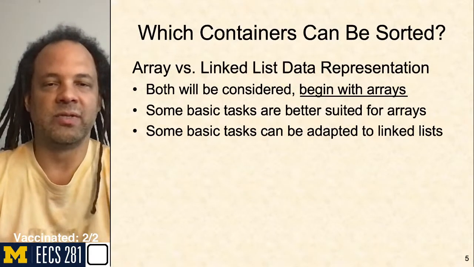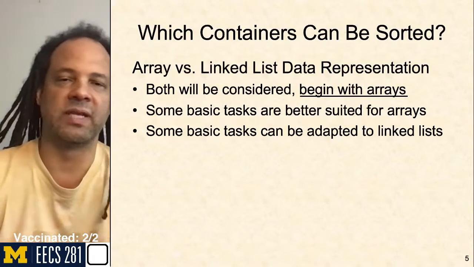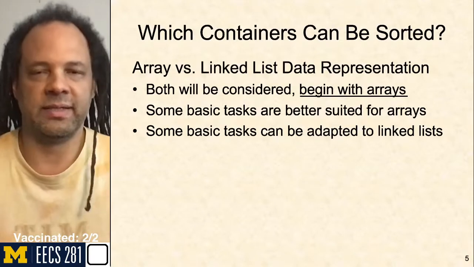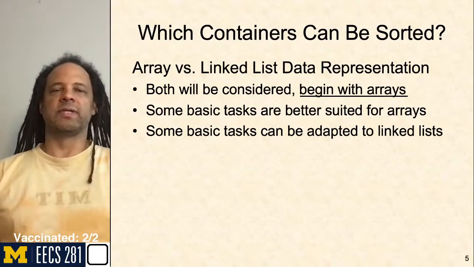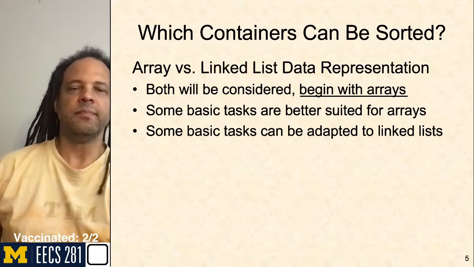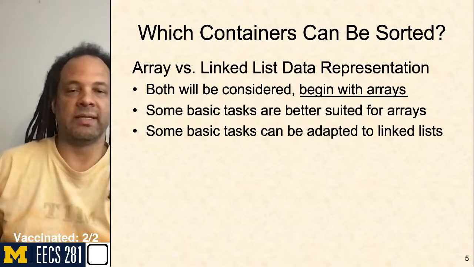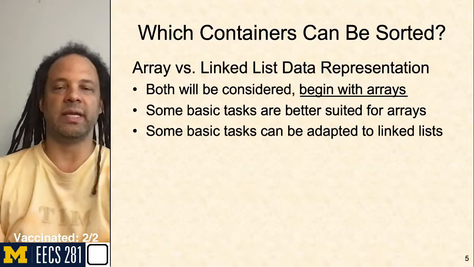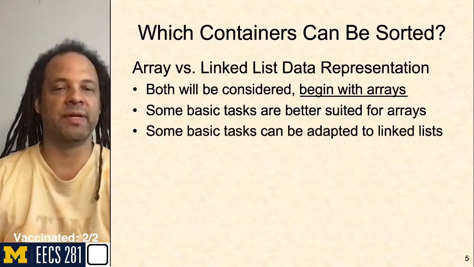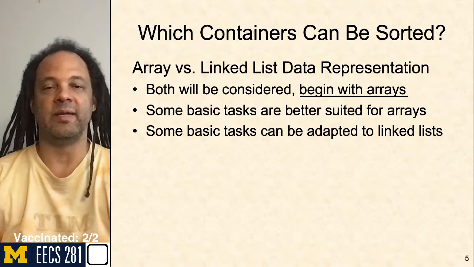Which containers can be sorted? Well, we've got our standard contiguous versus connected data representations. We've got array type things and linked list type things. We're going to look at both, but we'll start with arrays. It's going to be a lot easier to sort things with random access. Some basic tasks are of course better suited for arrays, and we know that some basic tasks can be adapted to be used in linked lists. So some of these things are going to depend on how the data is represented. So that's the classic 281, it depends answer.